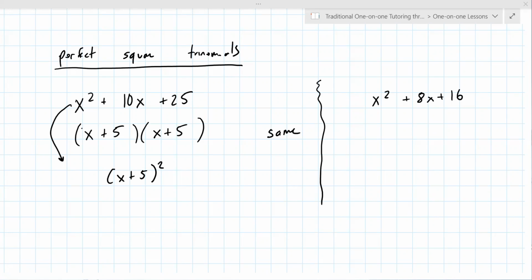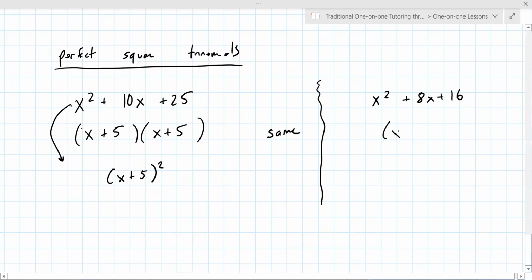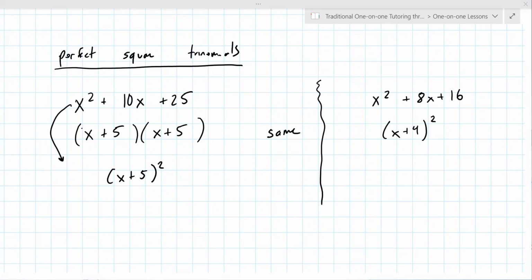X plus 4 squared. So x plus 4 quantity squared, like this. Good. Now we can get more difficult than these, but I would have to know if perfect square trinomials were covered in your class. They were.